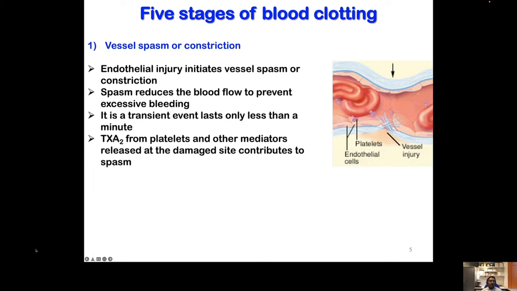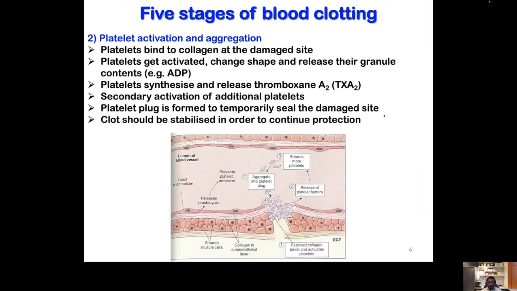There is a molecule called thromboxane A2. It's produced from platelets, and together with other mediators released from the damaged site, it will contribute to this spasm. And that's what is constricting this area to prevent the blood flow. Okay, so that's about vessel spasm. Try to remember this is a transient event. It will last only for less than a minute, not longer.